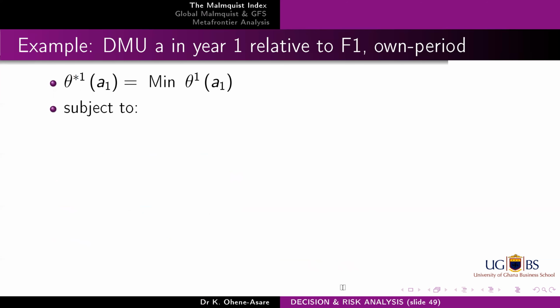Now, how do you do that for A1? What we did was for C1. How would you have formulated the own period efficiency score for A1? I've started it for you. Somebody should walk me through it. You all have the data. So if you are bold enough, you raise your hand and you tell me how you would have done it.